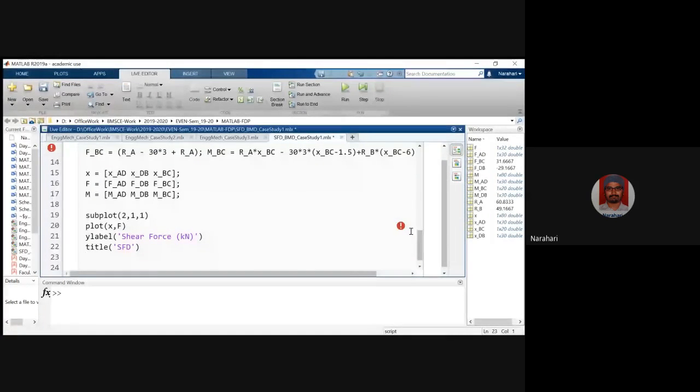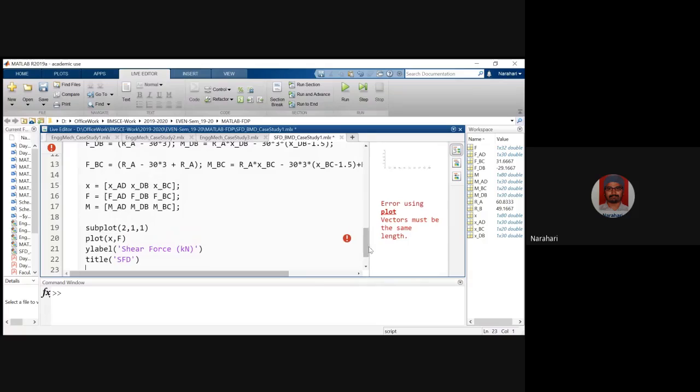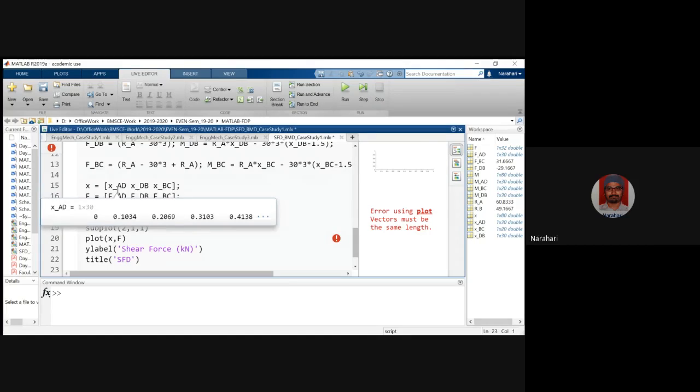See, I am getting one error. What is that error? See, error using plot: vectors must be the same length. What is this error? Please pay attention here carefully. XAD is how many? 30. That is 1 cross 30. XDB is again 1 cross 30. XBC is 1 cross 20.